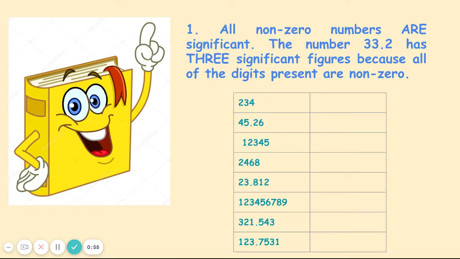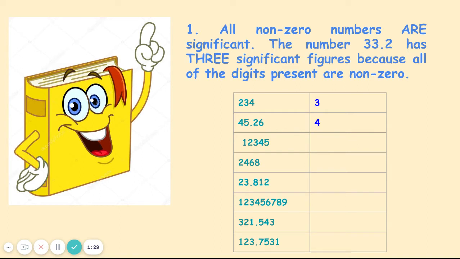So, example, we have 234. So, 234 is how many significant figures? So, bilangin po natin, 1, 2, 3. So, tatlo po siya. So, yung 2, 3, and 4. So, how about 45.26? So, all of these are non-zero. So, 1, 2, 3, 4. So, apat po siya.